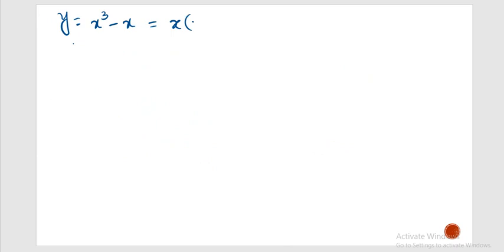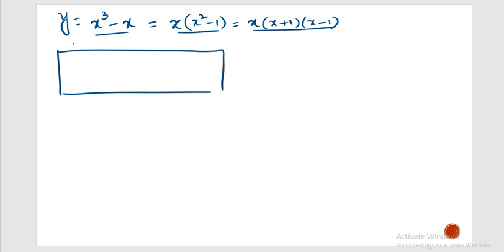If this is the situation, then I can take x as common, then I will be getting x square minus 1. Now I can write it as x into x plus 1 into x minus 1, x into x square minus 1. I can write it like this. Again I can split it in this form: x into x plus 1 into x minus 1. Now if you observe this carefully, when I consider the points and plot them, this is my x, this is y.